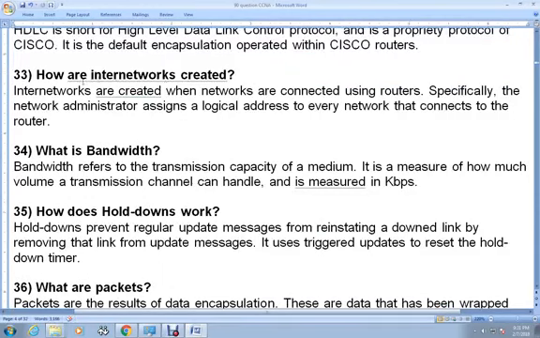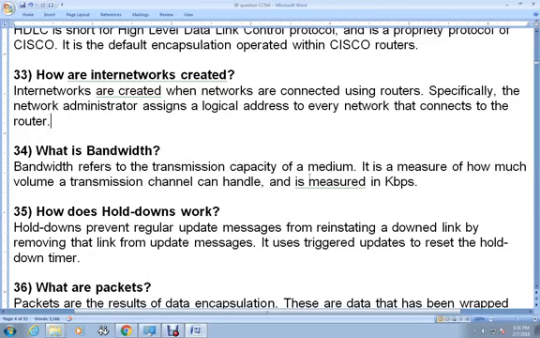So, guys, next question: how are internetworks created? Internetworks are created when networks are connected using routers. Specifically, the network administrator assigns a logical address to every network that connects to the routers. So this is how we can create internetworks.